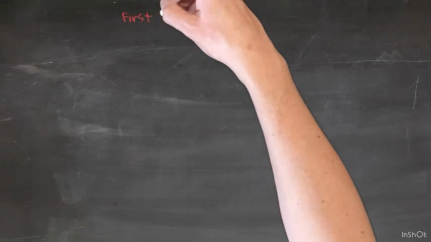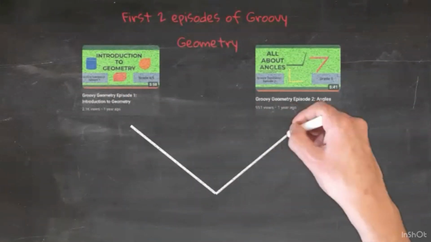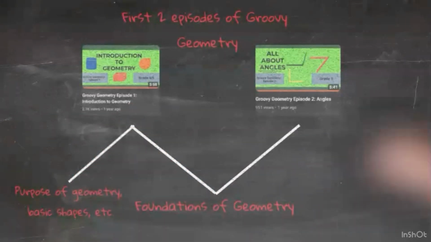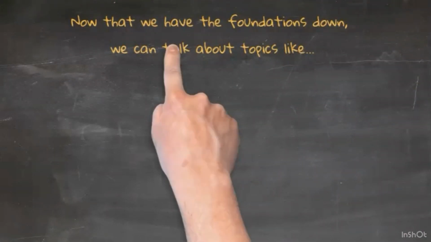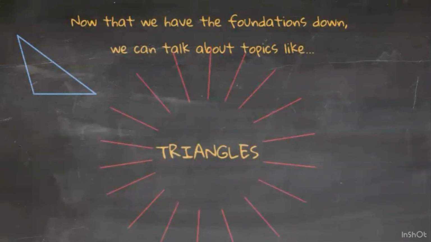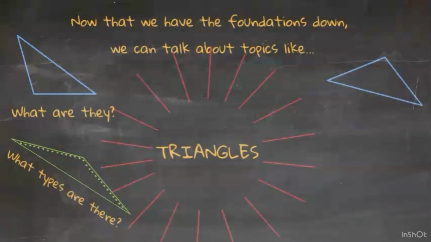So, the first 2 episodes of the Groovy Geometry series have drawn attention to the foundations of geometry, the purpose of geometry, basic types of shapes, angles, and some other topics. Now we are ready to talk about more significant and perhaps complicated topics. And in this episode, we are beginning with triangles. We will discuss what they are, the types of triangles, and some other essential facts about them.